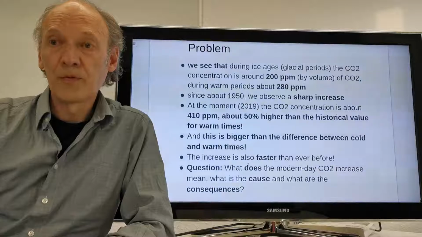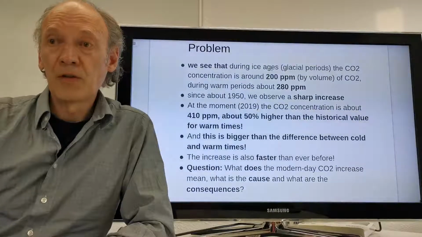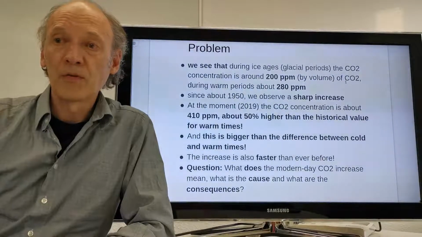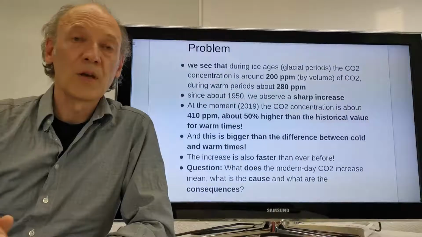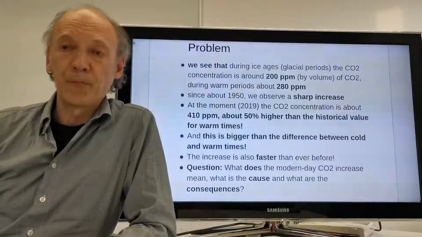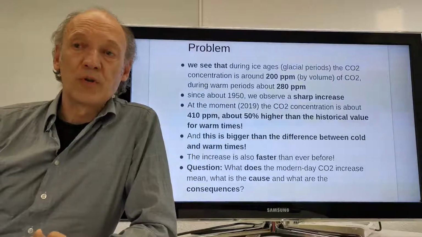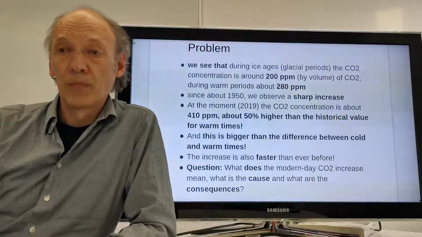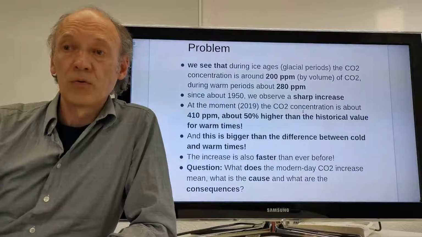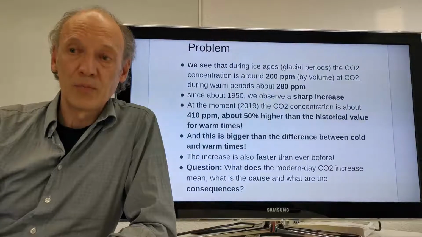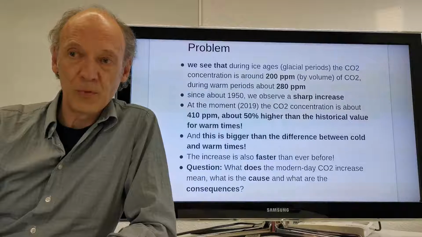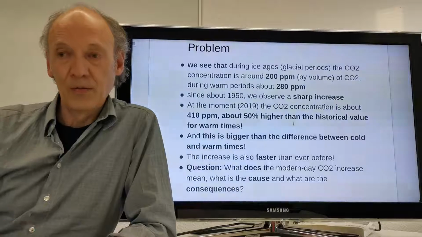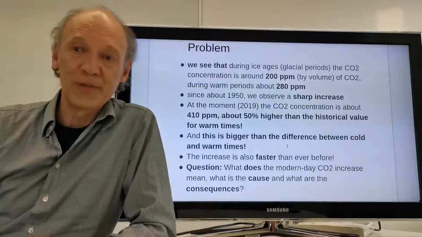So the problem is that during ice ages, the glacial periods, the CO2 concentration is about 200 ppm, and during warm periods about 280 ppm. But then, since about 1950, we observe this sharp increase in CO2. At the moment, the CO2 concentration is about 410 ppm, or even more, which is about 50% higher than the historical value for warm times. And it's already bigger than the difference between cold and warm times.